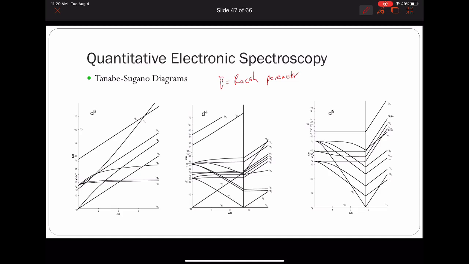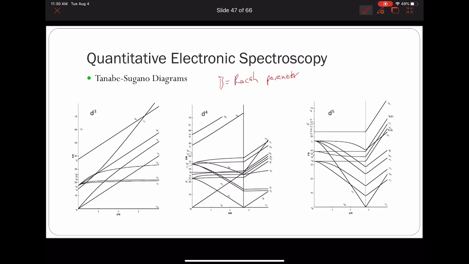Now, if you turn your attention to the d4 system, you'll notice that on the left-hand side of a vertical line, we have a quintet E ground state, but as you cross this line, the ground state changes. So quintet E goes to a higher energy, and it's now an excited state. All the states that are above the ground state aren't necessarily excited states, of course. And our ground state to the right-hand side of this vertical line is now a triplet T1 ground state.